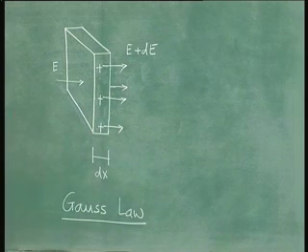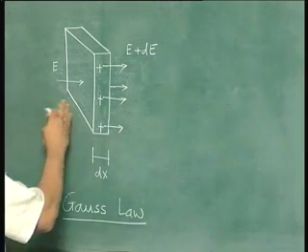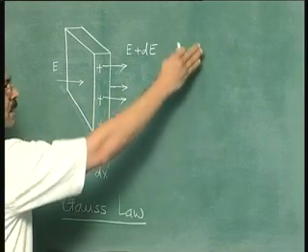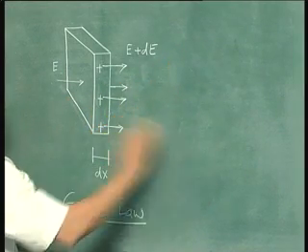The reason is very simple. We are assuming that all the field lines are terminating on negative charges which are present on the right hand side here. That is the reason.